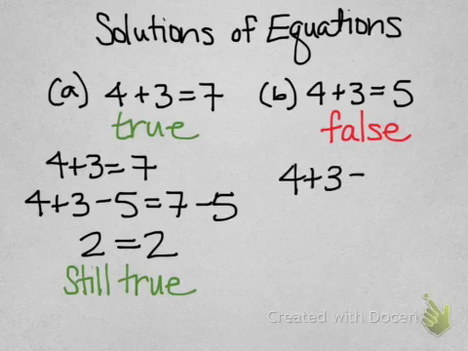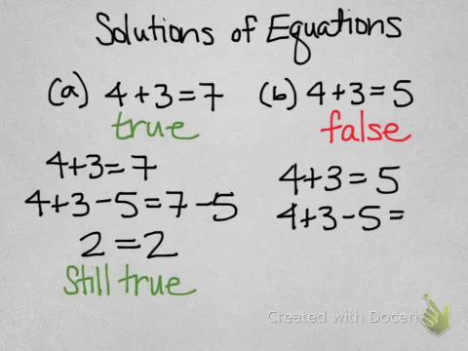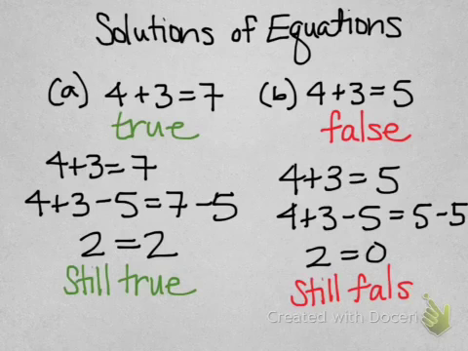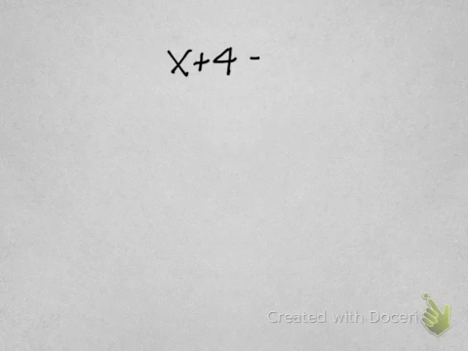Now, if we do the same thing on the other side, 4 plus 3 equals 5. If we subtract 5 from both sides there, we end up with 2 is equal to 0, which is a false statement. So even when we added or subtracted the same amount to both sides, we still got a false solution.